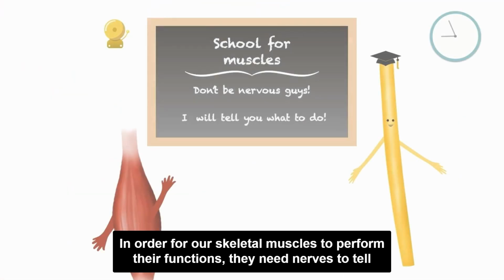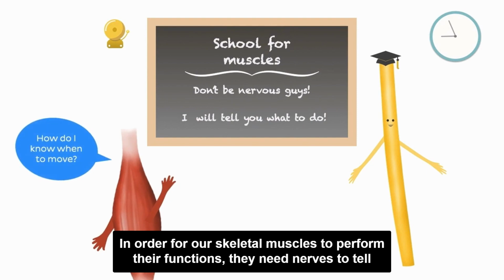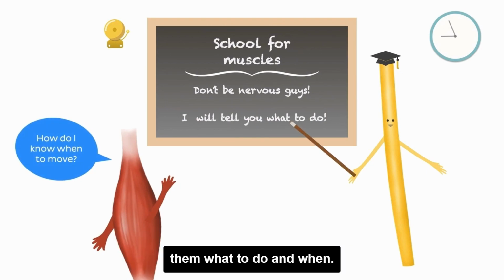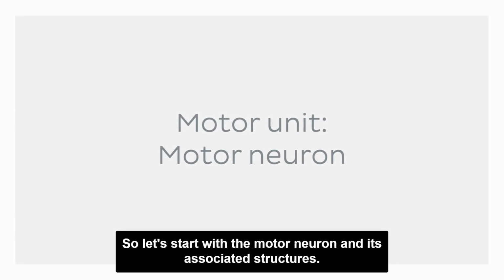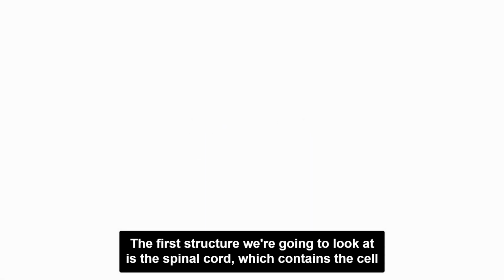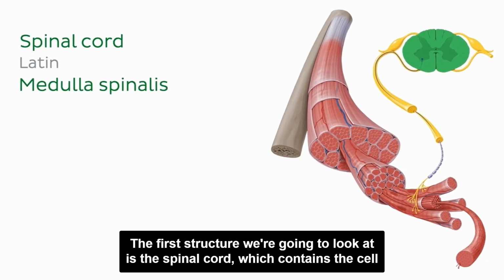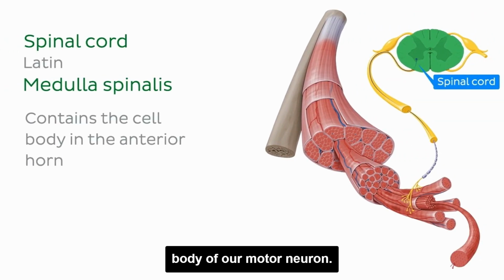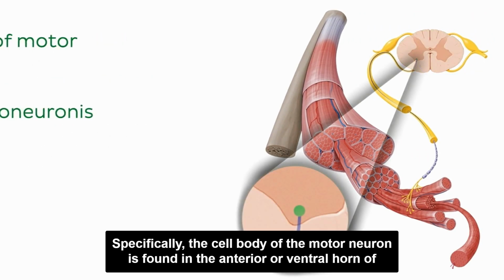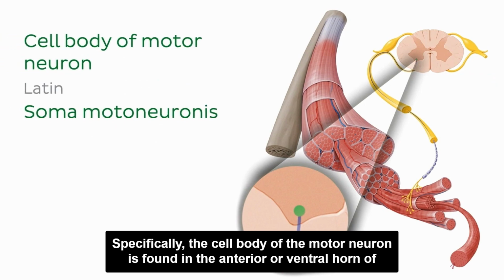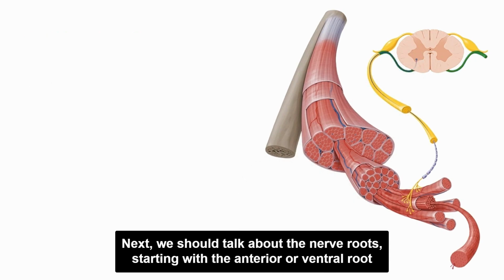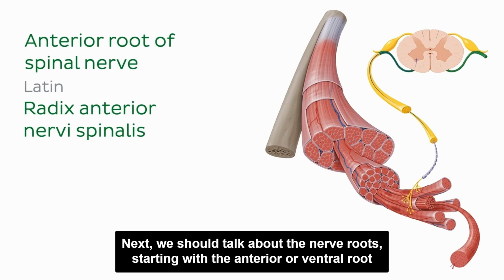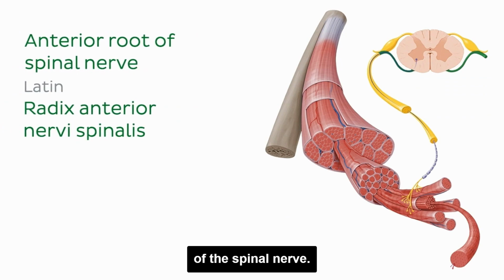In order for our skeletal muscles to perform their functions, they need nerves to tell them what to do and when. So let's start with the motor neuron and its associated structures. The first structure we're going to look at is the spinal cord, which contains the cell body of our motor neuron. Specifically, the cell body of the motor neuron is found in the anterior or ventral horn of the spinal cord. Next, we should talk about the nerve roots, starting with the anterior or ventral root of the spinal nerve.